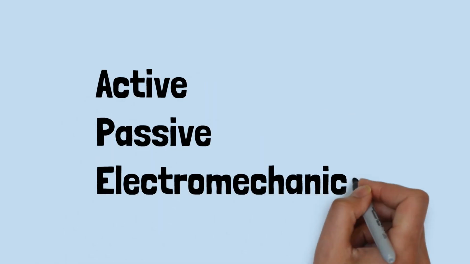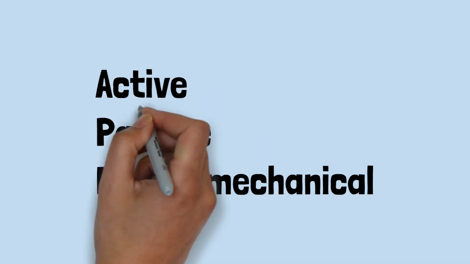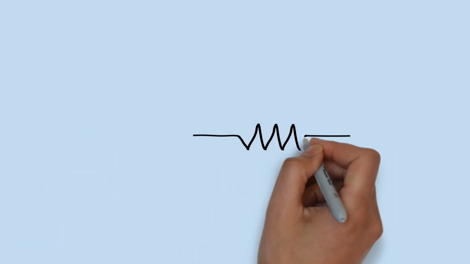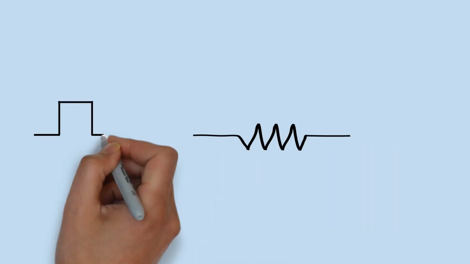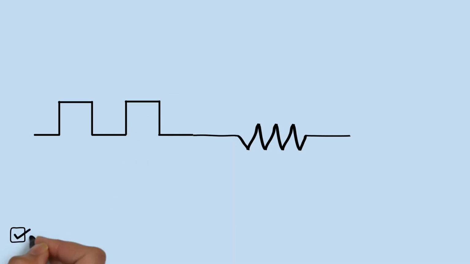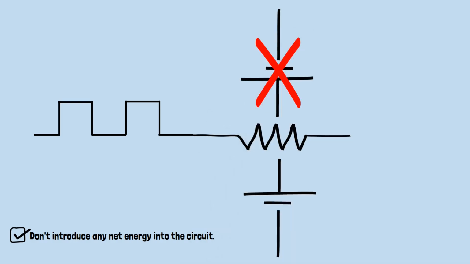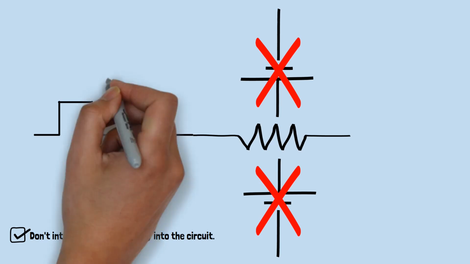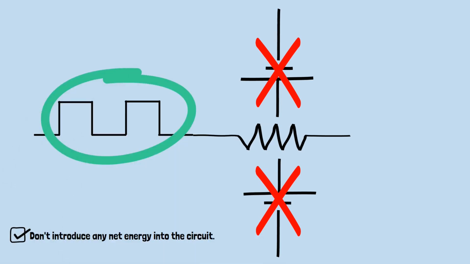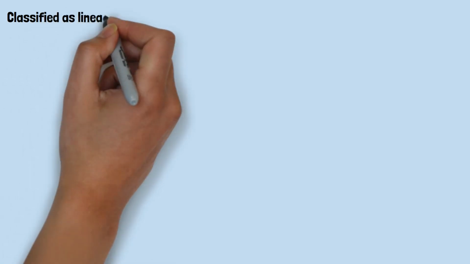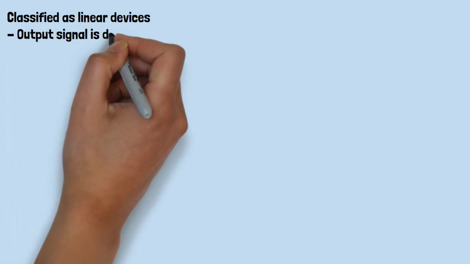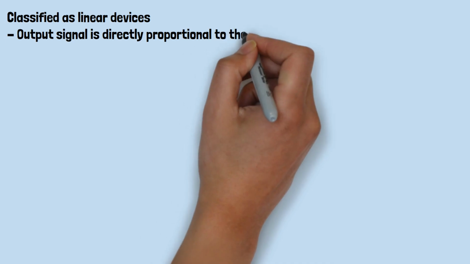The resistor is one of many electrical components which is classified as a passive component. They are passive in the sense that they work with the signal that is passed to them without introducing any net energy into the circuit. Therefore, they do not require an external power source, but instead rely solely on the available energy within that connected circuit. They can also be further classified as linear devices, where the output signal is directly proportional to the input signal.